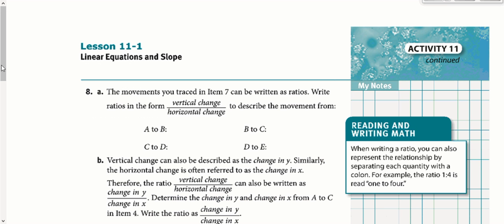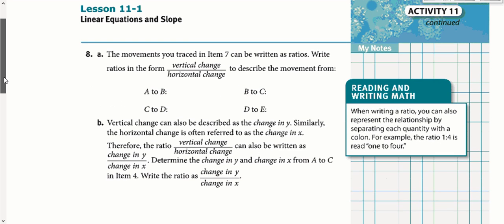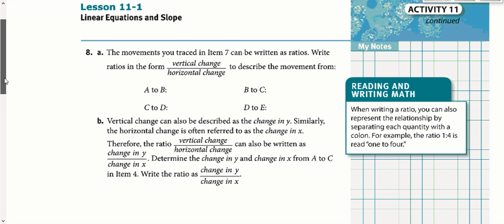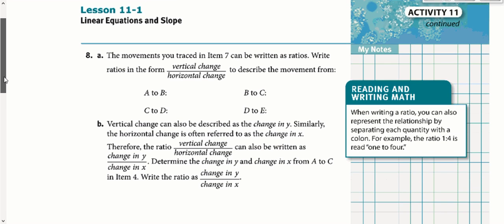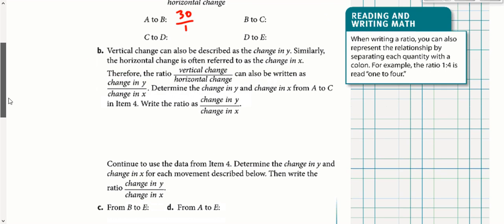Moving on to page 135. The movements you traced in item 7 can be written as ratios. Write the ratios in the form of vertical change over horizontal change. So obviously the vertical change was an increase of 30. The horizontal was a change of 1. So then B to C, C to D, and D to E. All right, all good to go. Pretty much the same, right?